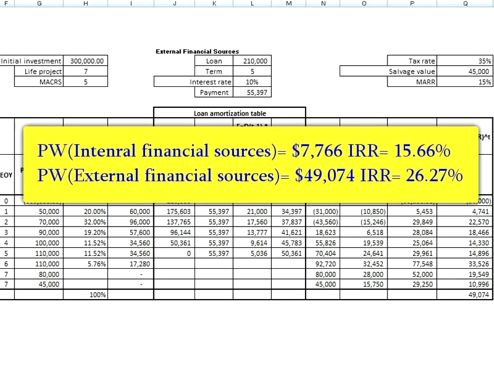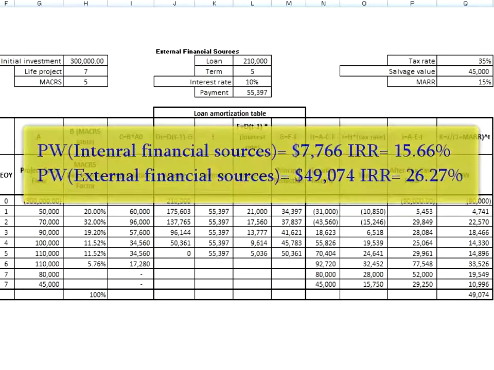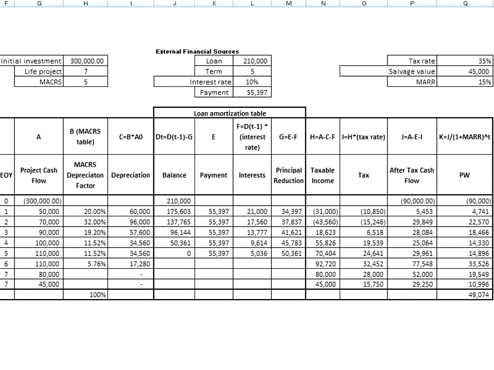So compare the previous number, $7,766, with $49,074. You see it's a significant increment in the present worth of the project. The main reason for that is because now we are paying fewer taxes, and we need a lesser amount of our investment from our own sources, and that makes it a much more attractive project, both from the perspective of the present worth and the dollar per dollar invested.